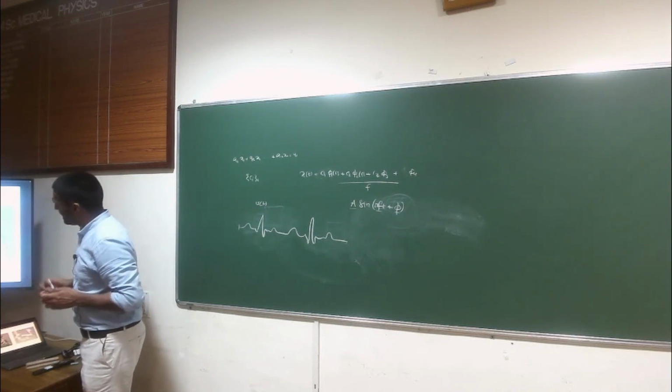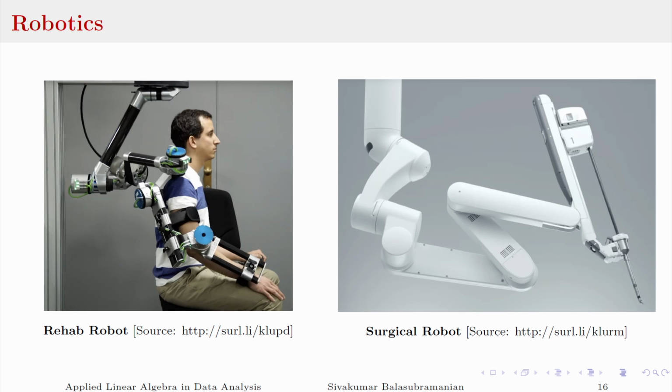Another area, maybe slightly closer to the kind of problem that we deal with, is robotics. That's an example of a robot that's used for therapy. This is an example of a surgical robot. It turns out in robotics, often the most interesting thing happens at the very end of the robot, at least with serial robots like this. So with the surgical robot, the thing that you're most interested in happens here, and with the rehab robot, maybe the most interesting thing happens there.